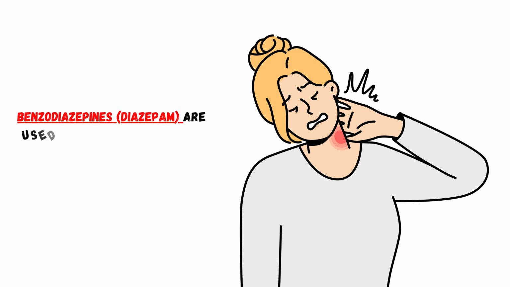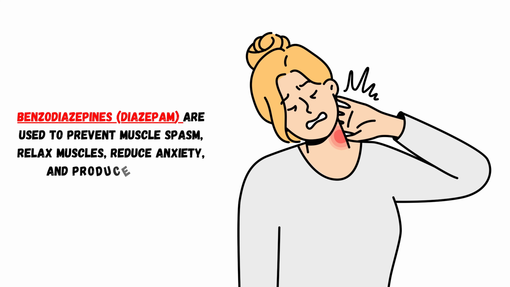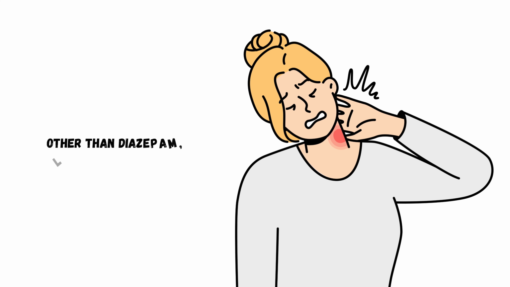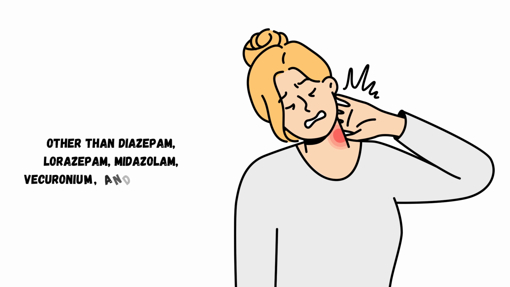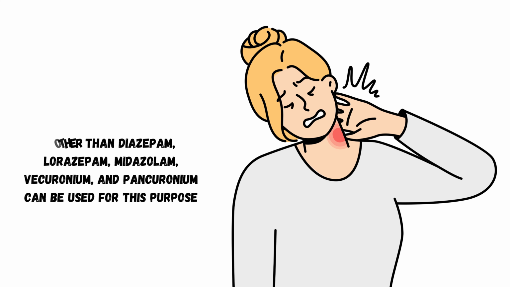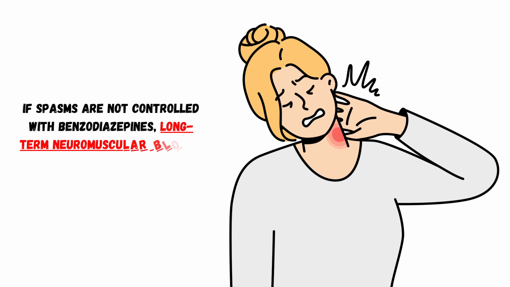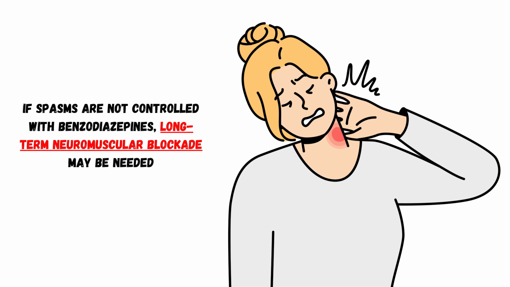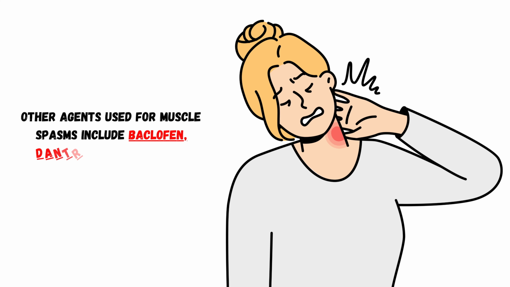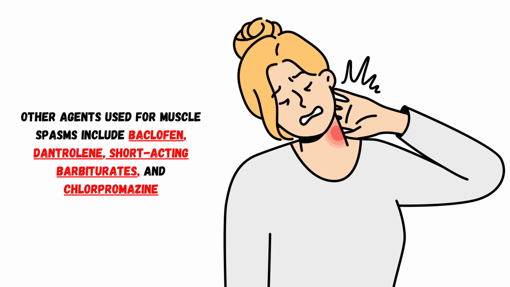Benzodiazepines, especially diazepam, are used to prevent muscle spasm, relax muscles, reduce anxiety, and produce sedation. Other than diazepam, lorazepam, midazolam, vecuronium, and pancuronium can be used for this purpose. If spasms are not controlled with benzodiazepines, long-term neuromuscular blockade may be needed. Other agents used for muscle spasms include baclofen, dantrolene, short-acting barbiturates, and chlorpromazine.